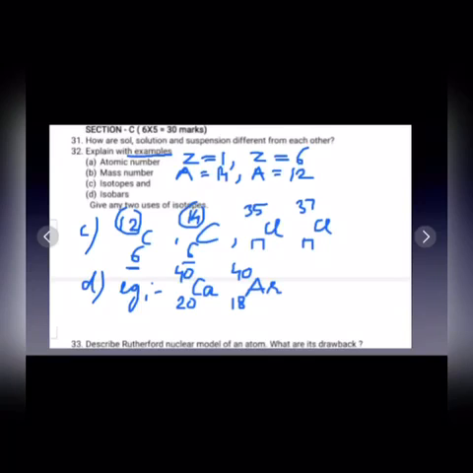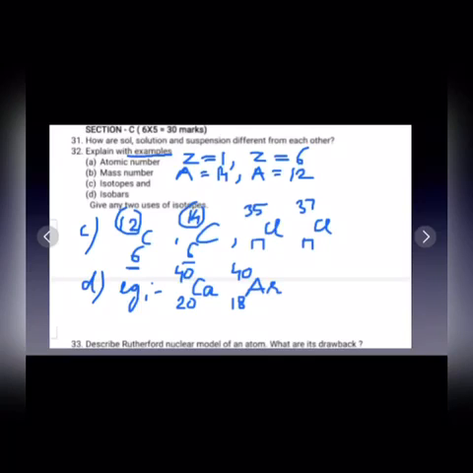Next is give any two uses of isotopes. This is a 5-mark question in which you have to explain these terms with the help of examples, and the last one is the uses of isotopes. In your NCERT book there are 3 uses given, so you can write any two. Like an isotope of uranium is used as a fuel in nuclear reactor, an isotope of cobalt is used in the treatment of cancer, an isotope of iodine is used in the treatment of goiter. You can write any 2 uses of isotopes.